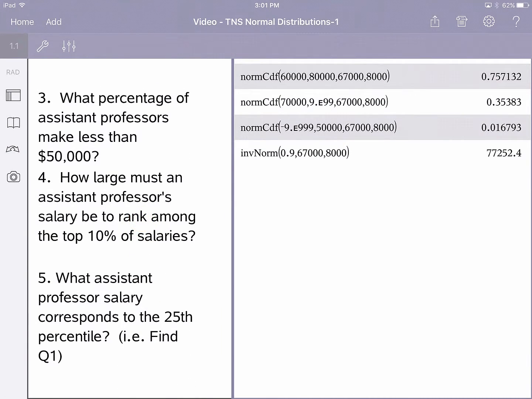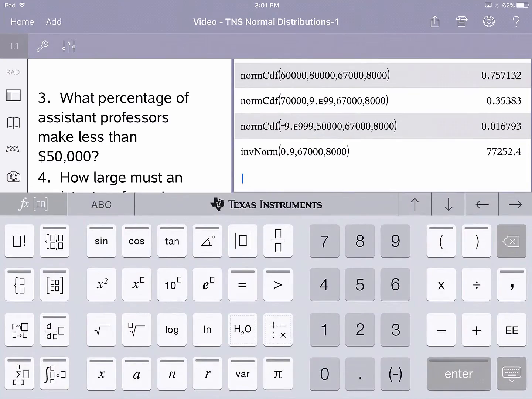It says, what assistant professor salary corresponds to the 25th percentile? Here I actually call out the phrase percentile, and if I do that, then the 25th percentile is the data point that has 25% below it. We talked about in class that this is called Q1, or the first quartile. So I want to find the first quartile here, and since I'm looking for a salary, I'm looking for a data point, I should be using inverse normal.